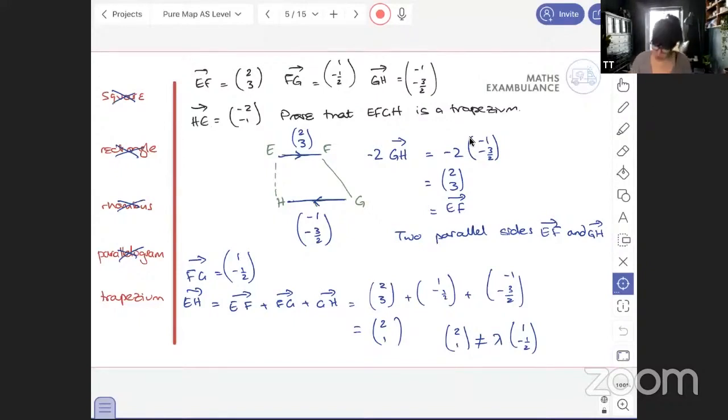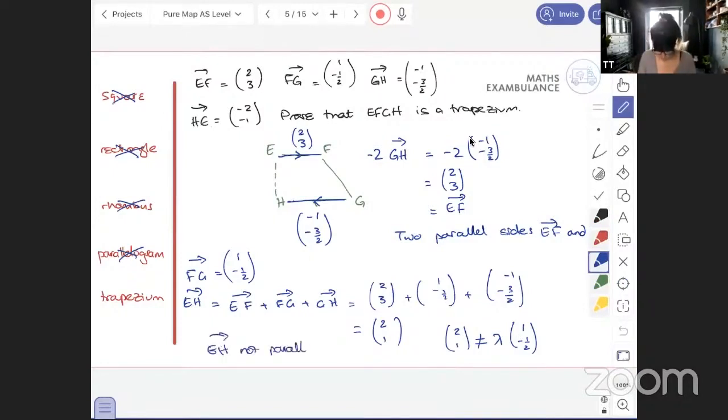So therefore, and you have to write all this out because it's a proof, right? So therefore, E to H is not parallel to F to G. And therefore, all of this comes together to mean that EFGH is a trapezium.